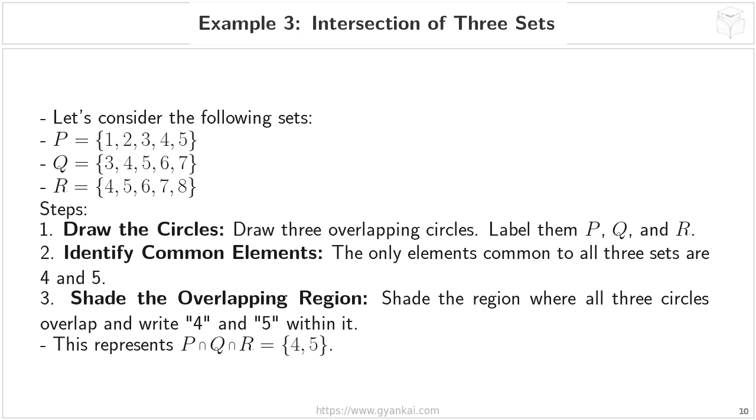This example reinforces that the intersection represents the elements shared by all the sets involved, and in a Venn diagram, it's shown by the area where all the circles overlap. Keep this in mind as we move forward, because understanding intersections is fundamental to many other concepts in set theory.